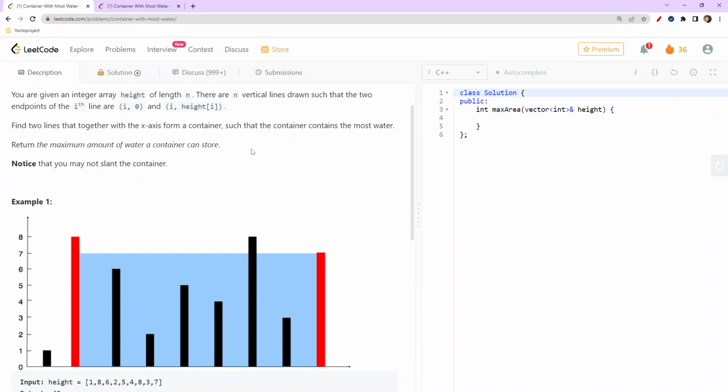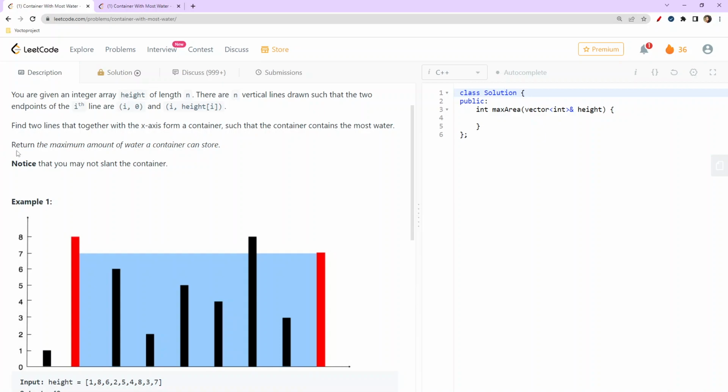So they are simply telling how each vertical line is represented, (i, 0) and (i, height[i]). And i simply represents the position: i is equal to 0 is here, i is equal to 1 is here, i is equal to 2 is here. What we are required to do is find two lines that together with the x-axis form a container, such that the container contains the most water. That is the requirement of the question.